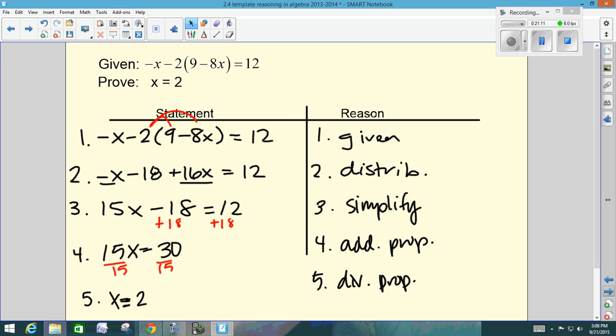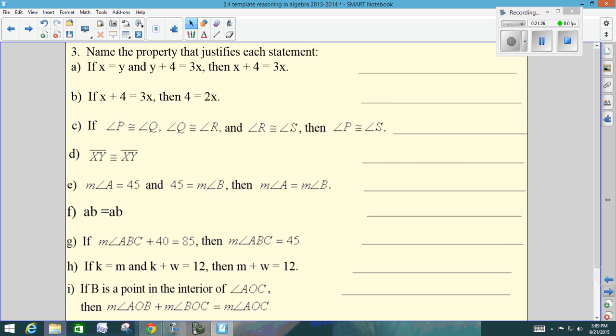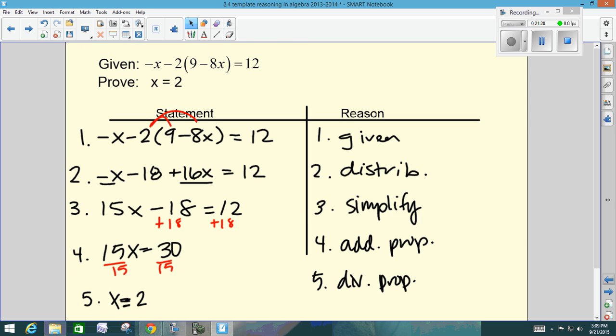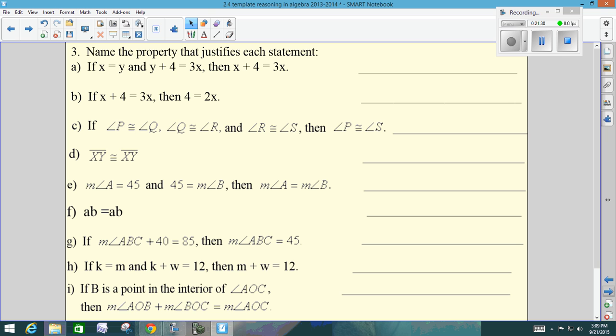Proofs. The left side tells you your work, what you did. The right side says why you can do it, how you did it. All right. The last example is the rest of this page. Half your homework is going to be algebraic proofs, like 1 and 2. The rest of it's going to be naming a property or showing me how you use it.